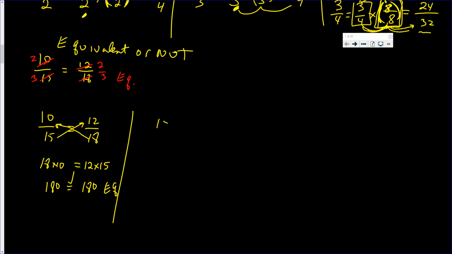How about 15 over 20 equals 21 over 28? Is that equal? Well, 5 goes into both of these numbers 3 and 4 times. 7 goes into both of those numbers 3 and 4 times. So they both equal 3/4. Equivalent.